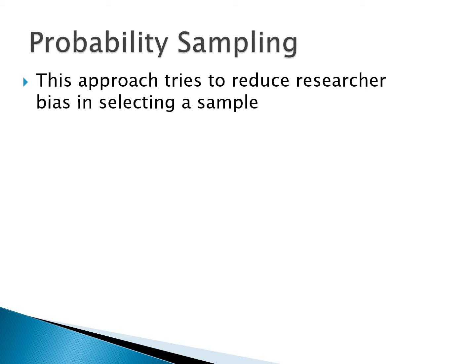Obviously, when you do a convenience sample, you're being very biased because you're really focusing only on those people within your network that you can get to agree to participate. But if I don't want any researcher bias, where I'm deliberately picking certain people to participate, then I would engage in some form of probability sampling.